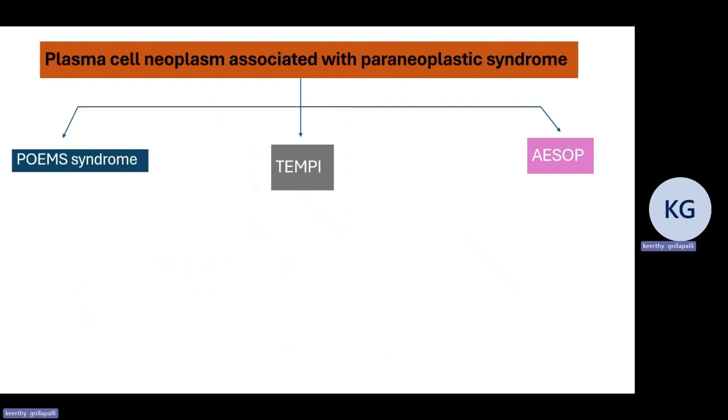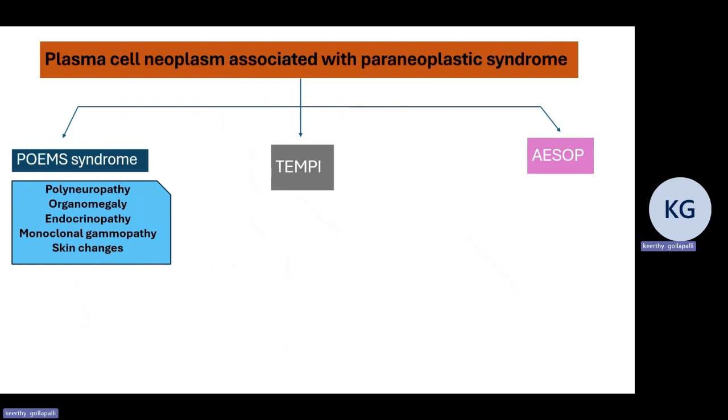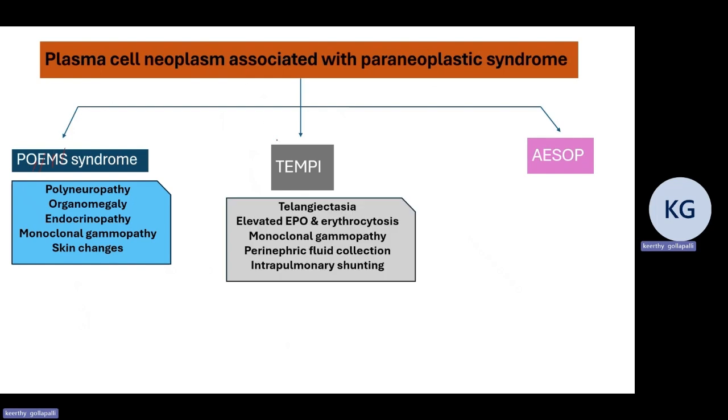Next is your plasma cell neoplasms associated with paraneoplastic syndrome. So you have three syndromes: one is POEMS, one is TEMPI, one is ASOP. So what do you mean by POEMS? P stands for polyneuropathy, O for organomegaly, E for endocrinopathy, M for monoclonal gammopathy, S for skin changes. Next is your TEMPI. T stands for telangiectasia, E for elevated EPO (erythropoietin) or erythrocytosis, M for monoclonal gammopathy, P for perinephric fluid collection, and I for intrapulmonary shunting.